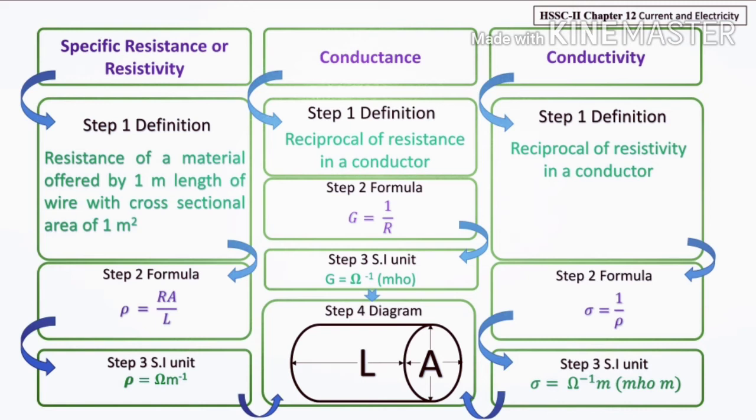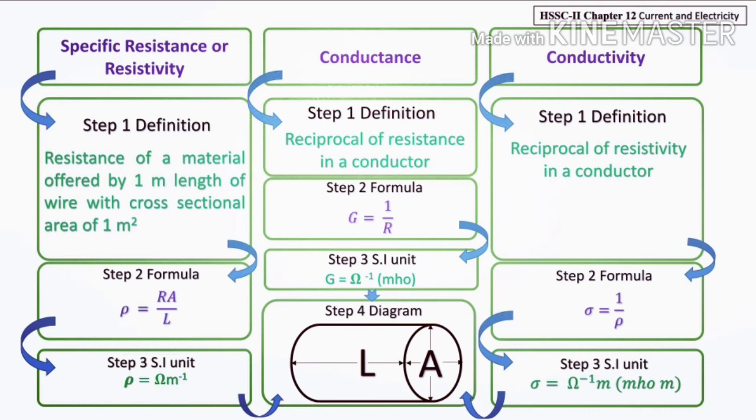Step 1 is the definition. The definition of resistivity is the resistance offered by a material of 1 meter length of a wire with a cross-section area of 1 meter square. So its formula is rho is equal to R A over L, and its SI unit is ohm meter. This SI unit is derived from the formula.